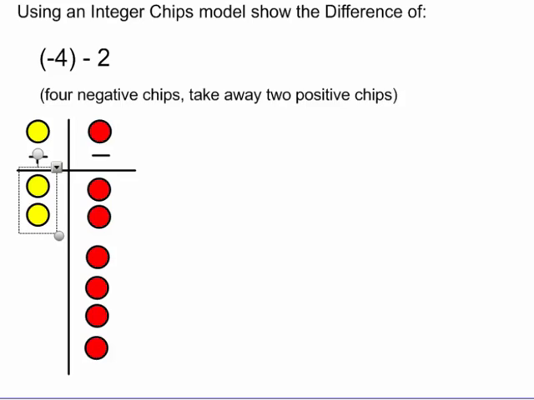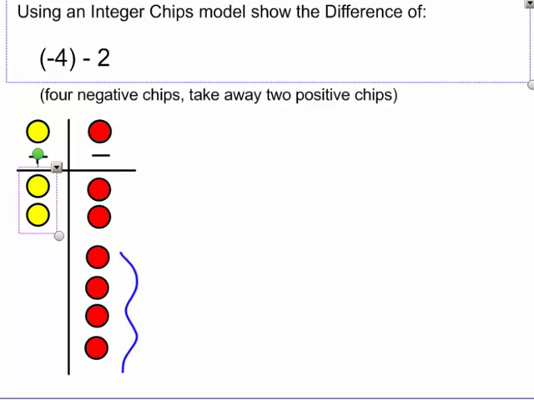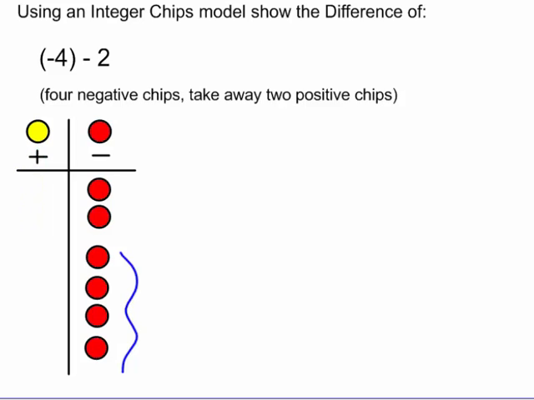So let's try something a little more challenging here. I'm going to start with negative 4. Down here on the side is my negative 4, and I'm going to take away 2 positive chips. I've highlighted the 2 positive chips, and then I'm going to hit delete, and they're going to be removed, and you'll now see that I have an unbalanced 6 negative chips.